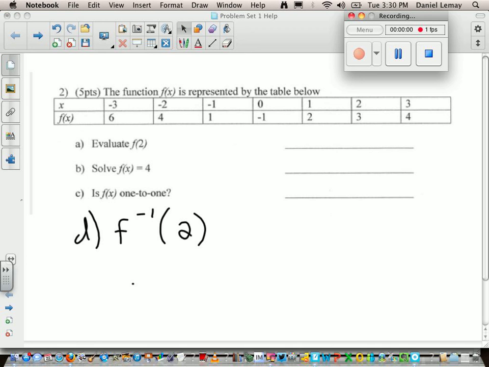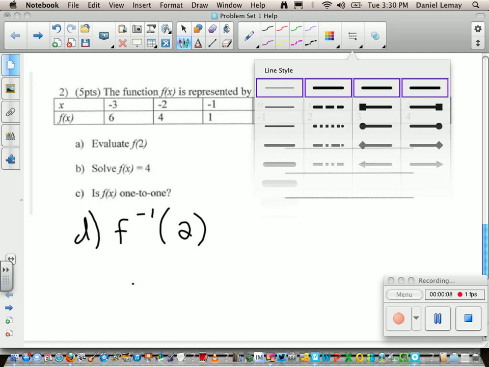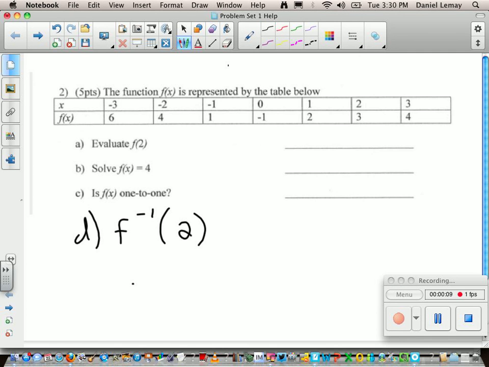Okay, so how do we do this kind of problem? They want us to use this table to evaluate f of 2. Well, this is y, this is x, right? So if we want to find f of 2, when x equals 2, what's y? Well, it's 3, and it's that easy.